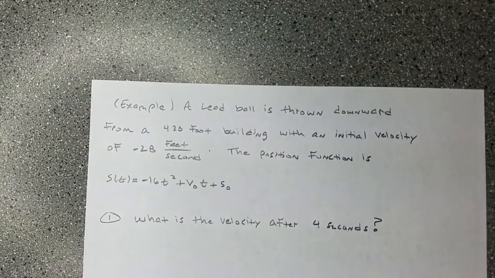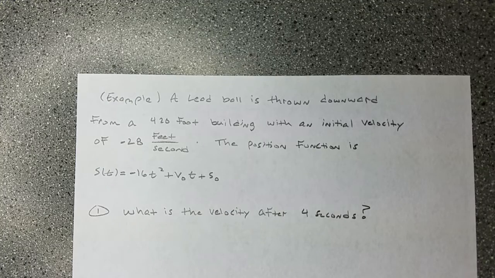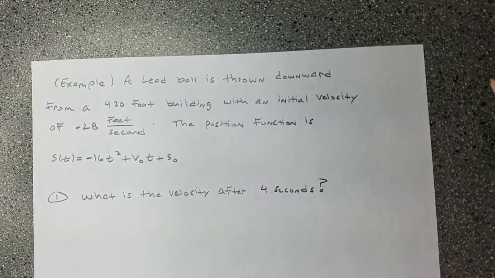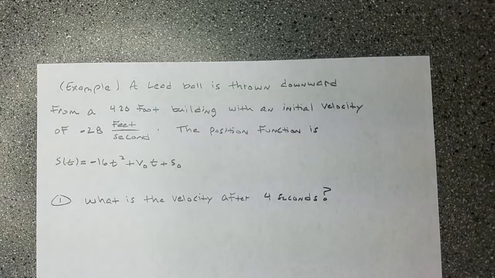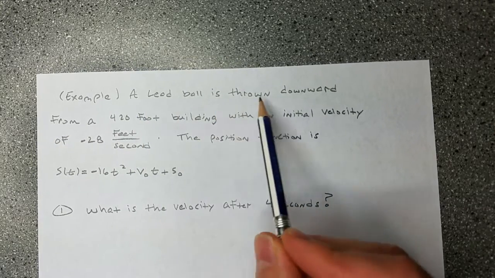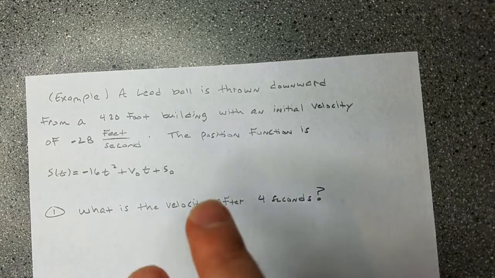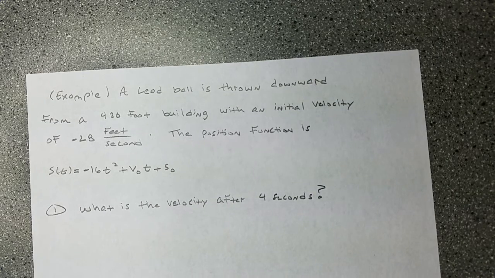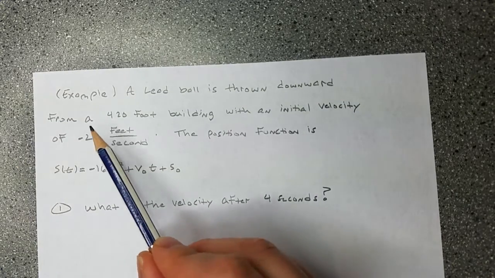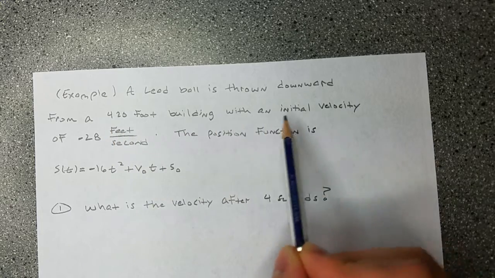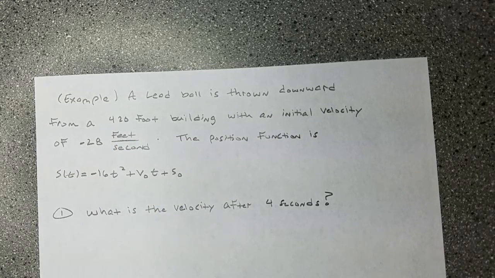So let's do one more. I think that will probably cover the topic okay. So let's do something like a variation of that last problem. Suppose a lead ball again is thrown downward. So not dropped, but actually thrown downward towards the ground, from a 420-foot building with an initial velocity of negative 28 feet per second.